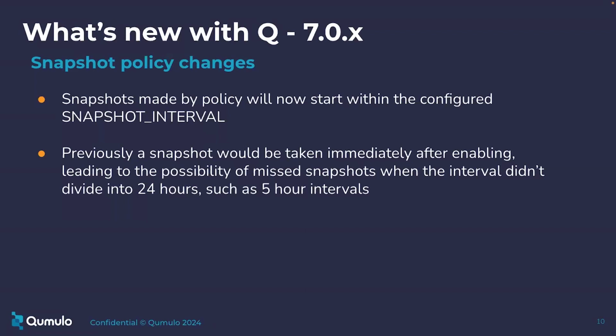So we've changed those policy snapshot intervals around, so now they actually calculate to fall within the snapshot interval window and no longer have the chance of falling outside that window, leading to missed snapshots.